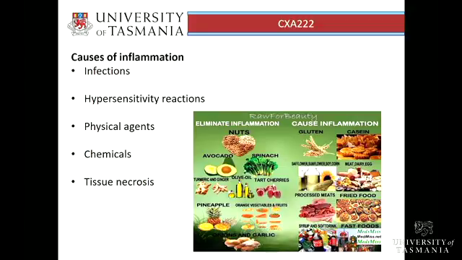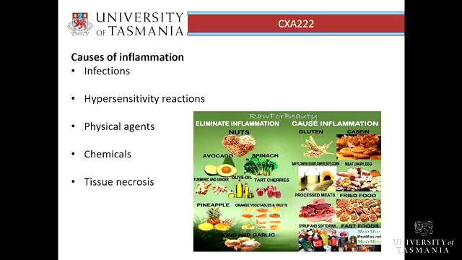In terms of causes of inflammation, it's quite a varied topic, but generally most inflammatory responses are a result of an infection. So this will be a virus, a parasite, fungi, bacteria. Hypersensitivity reactions come under two. One is endogenous, so we're talking about autoimmune reactions. These can be quite severe. Or it could be exogenous, so that's your hay fever or your allergens to gluten. Physical agents and chemicals go hand in hand.